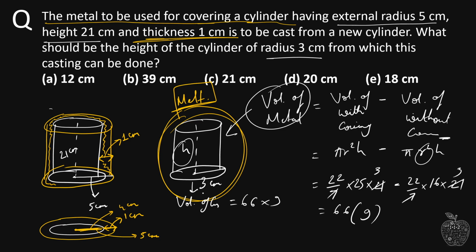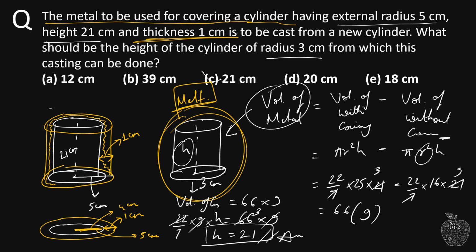Now the formula for volume is pi r square h, which equals 66 into 9. Pi is 22 by 7, r is given to us as 3 centimeters, so 3 3s are 9, and h is what we have to find out. Let's simplify. The 9s cancel, 22 into 3, and the 7 goes to the right hand side. 7 3s are 21. So we have got our required answer: h is equal to 21. So here option C is the correct one.